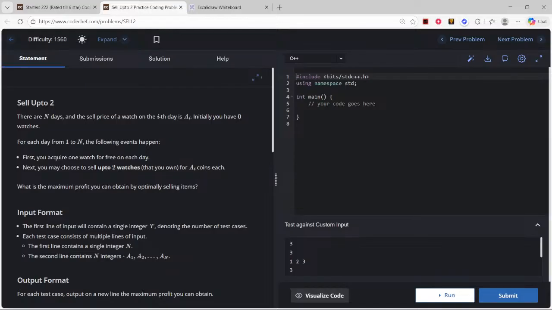The next question, up to 10. There are n days, and the sell price of a watch on the ith day is Ai. Initially, you have 0 watches. For each day from 1 to n, the following events happen. First, you acquire 1 watch for free, and next, you may choose to sell up to 2 watches that you own at Ai coins each. What is the maximum profit you can obtain by optimally selling? Okay, selling items, and we have to obtain the maximum profit.